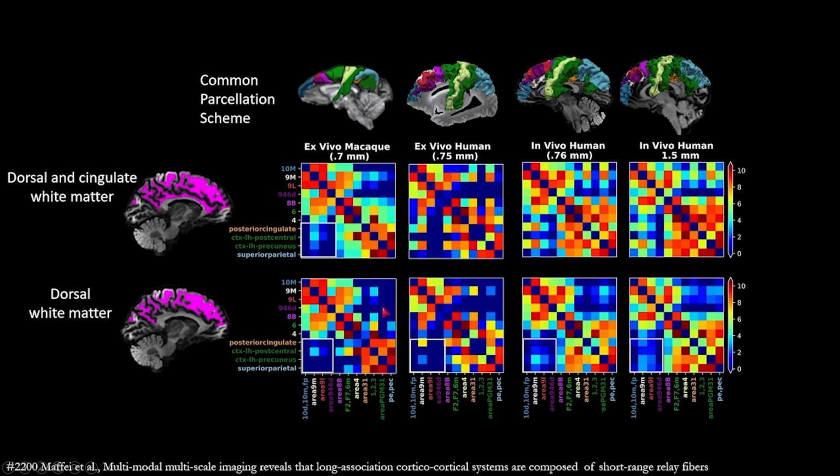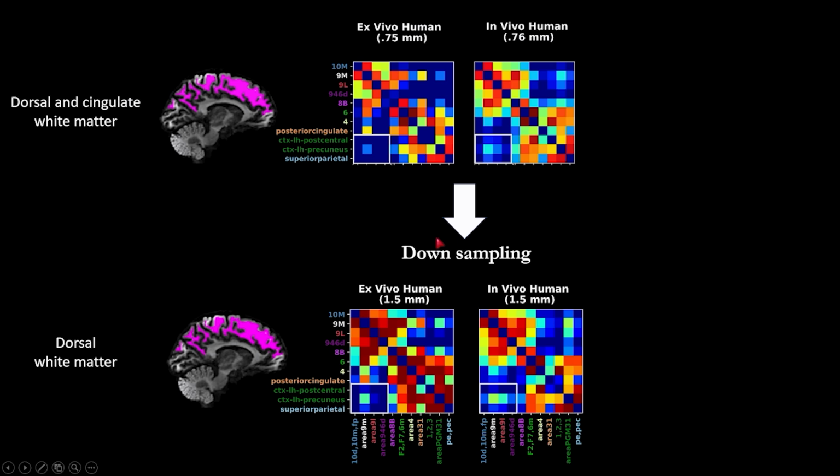To further investigate this, we also downsampled our data to match the lower resolution of our in vivo human data, which is 1.5 millimeters. And we can see that as we downsample the data, again, the number of long-range connections increases, as well as the number of regions that show long-range connectivity.